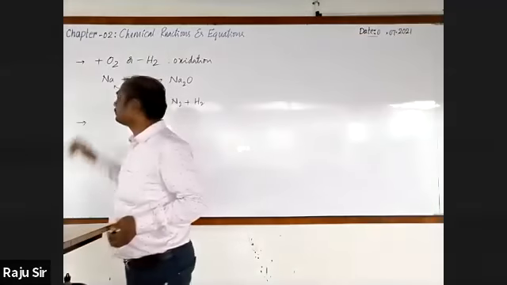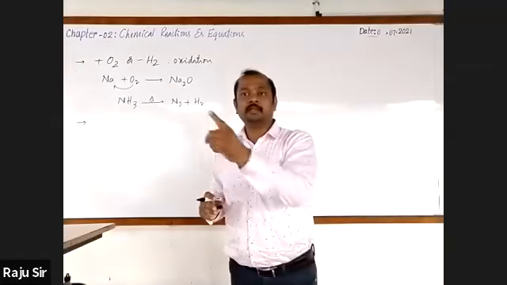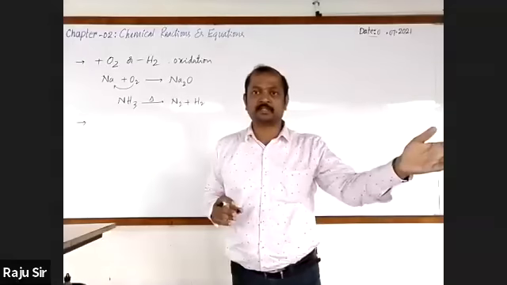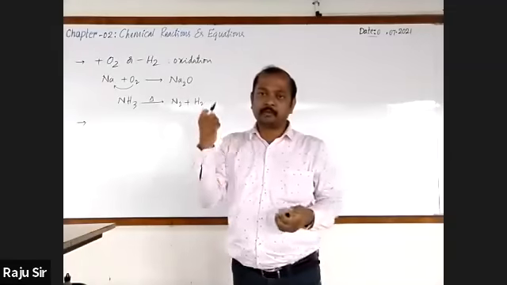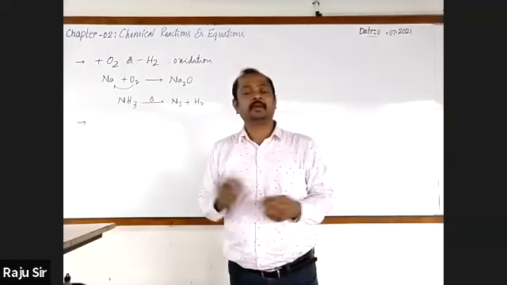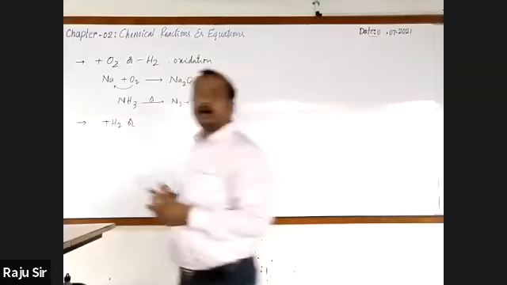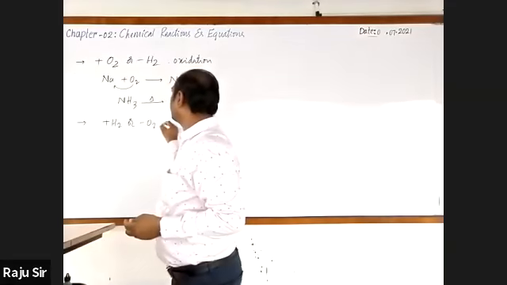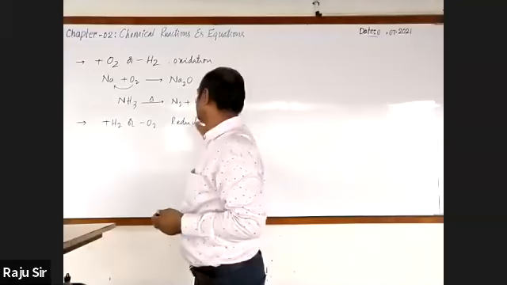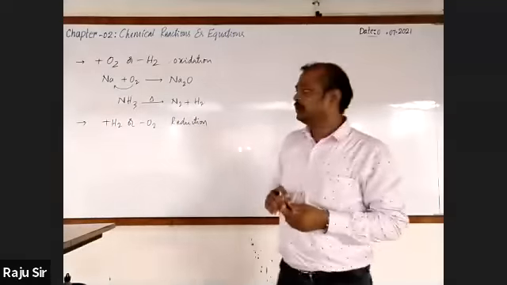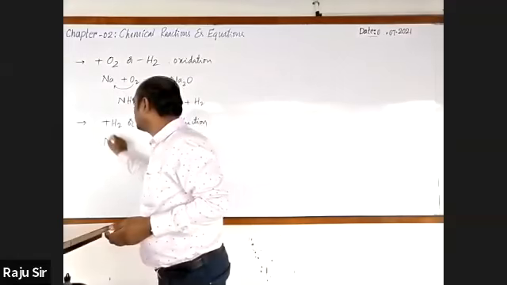Similarly, we have also come to know that in any chemical reaction, if hydrogen is added to a substance, that is called reduction. Or if oxygen is removed from a substance, it is called reduction. So it is addition of hydrogen to a substance or removal of oxygen from a substance in a chemical reaction. This is called reduction reaction, or simply we write it as reduction. You may take an example for that.